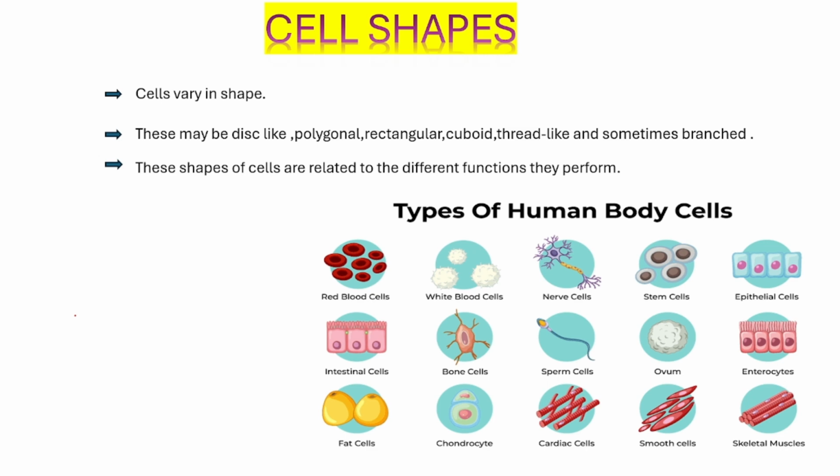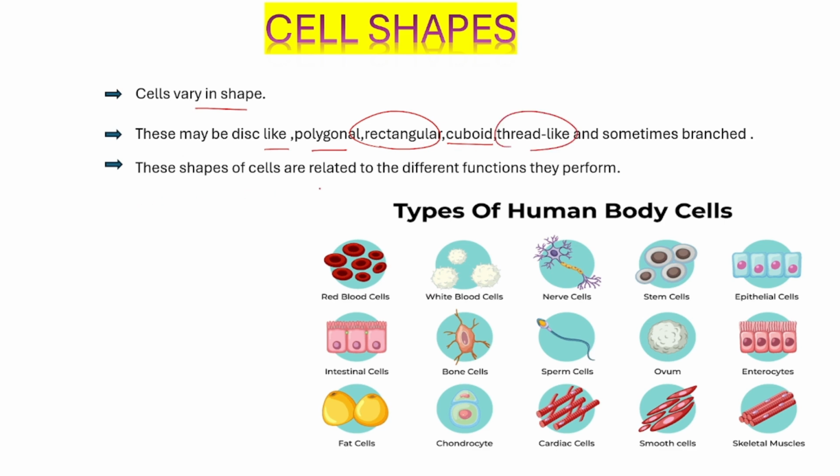Hello students, in this video we are going to learn about the cell shapes. So, cells vary in shape. We know that cells are of different types. These may be disc-like, polygonal, rectangular, cuboid, thread-like structure. So, they are different shapes.